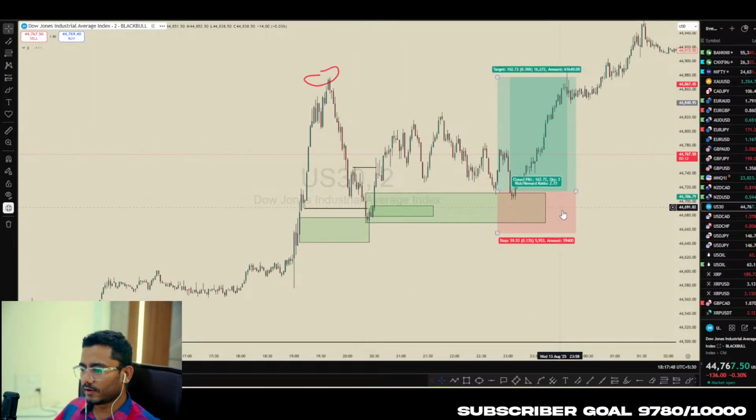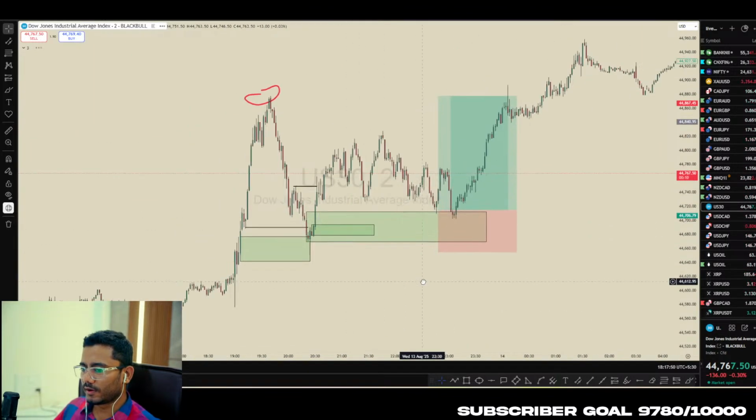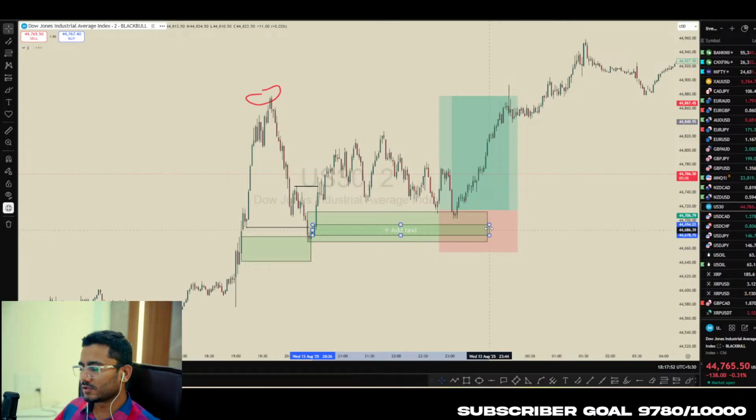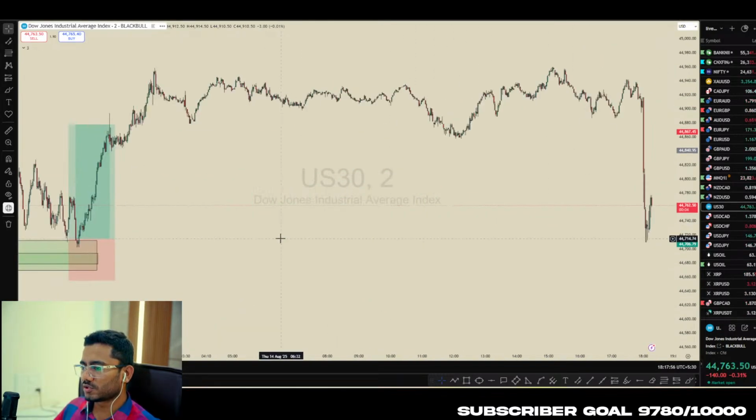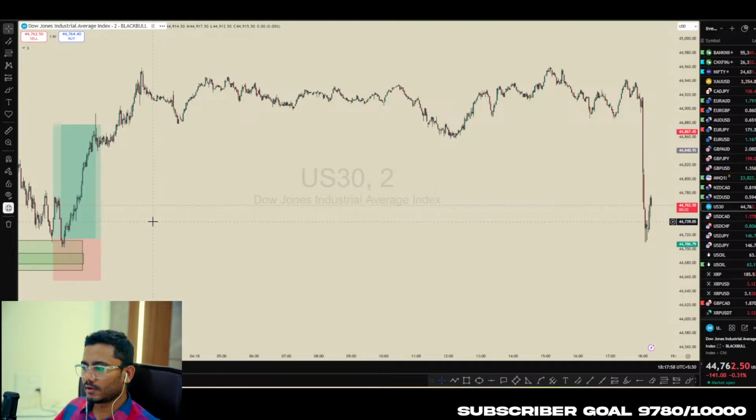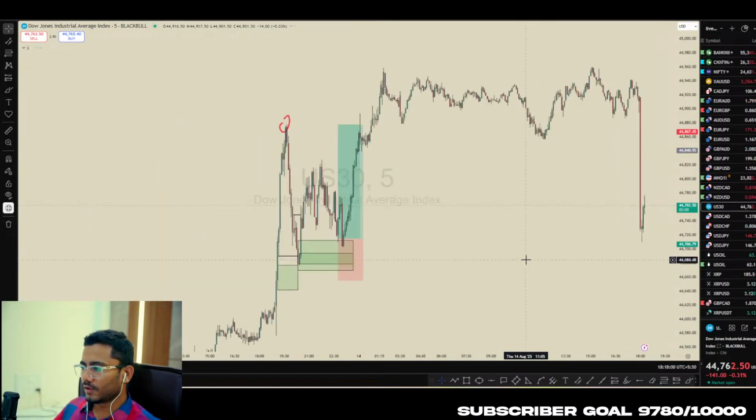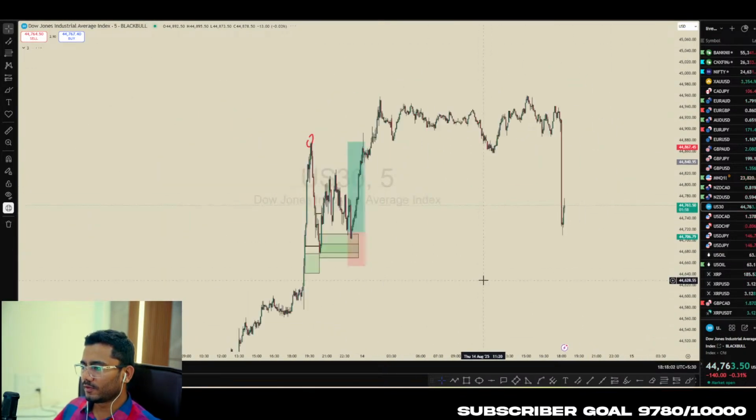This order block was mitigated. This order block was not mitigated. So this was our entry. This was our refined order block. But I knew that this was the structure which broke the structure. So here again, we can look for a buy side setup from this area.